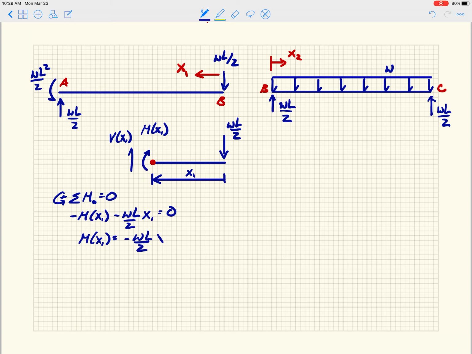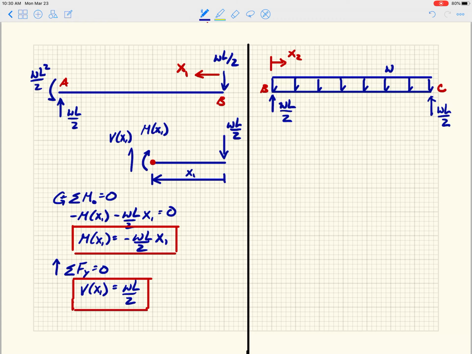So that's the moment diagram for the left-hand portion of the structure. And this guy is the moment diagram for the right-hand portion of the structure. And now let me just draw a line in between here so you see we're separating it here. Now we're going to apply the same thing to the right.